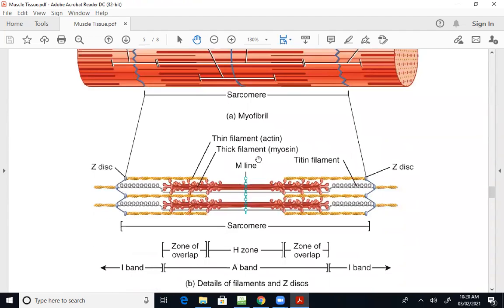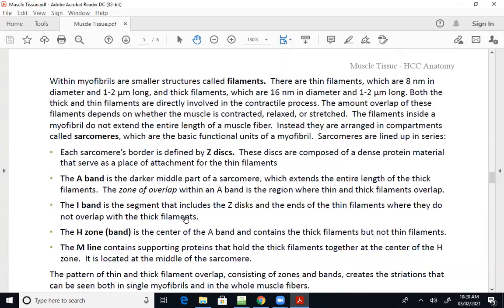Looking at the picture, we see there are points within the sarcomere where there is an overlap between the filaments. There's points where there's not the thick filament, only the thin filament, and there's points where there's only the thick filament. The amount of overlap within a sarcomere is dependent upon whether that muscle is in a contracted, relaxed, or stretched state. And I'll show you a picture on the next page that shows really what happens when a muscle goes from more of a relaxed to a more contracted state.